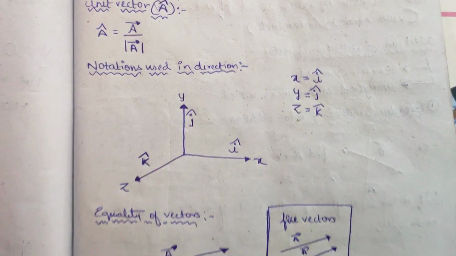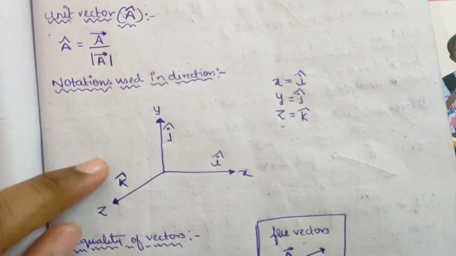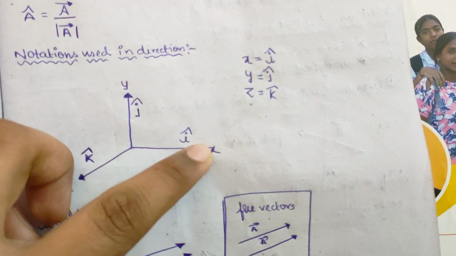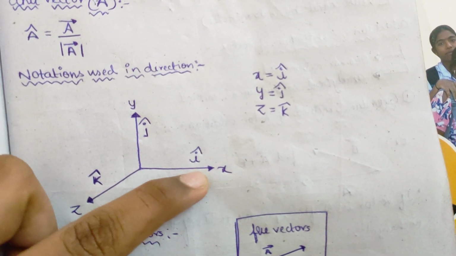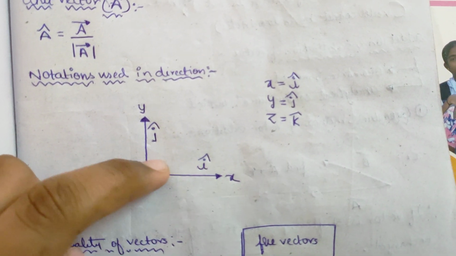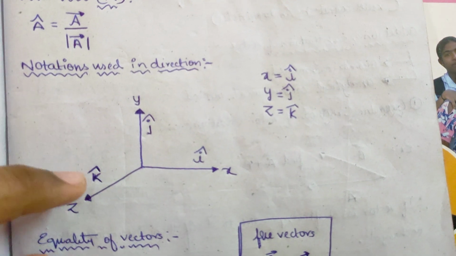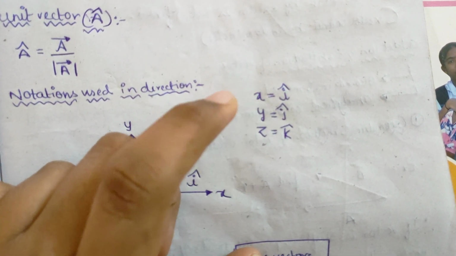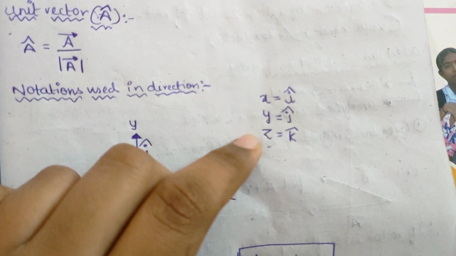Now the notation used in directions. Here let us take a three-dimensional plane. Here the y-axis, here the x-axis and here the z-axis. So we'll call the x-axis i cap, the y-axis j cap, then the z-axis k cap. Here you can see x equals i cap, y equals j cap and z equals k cap.